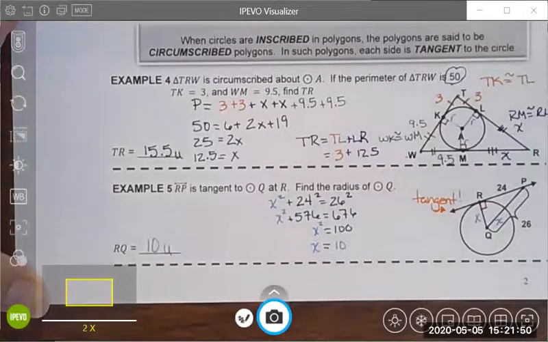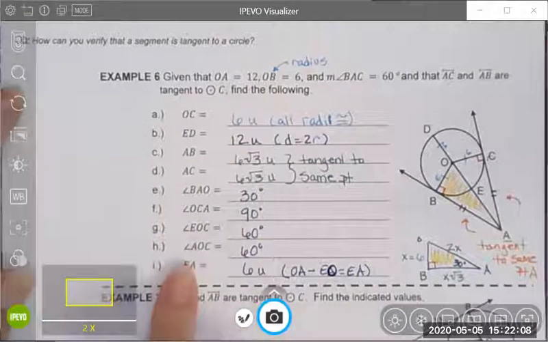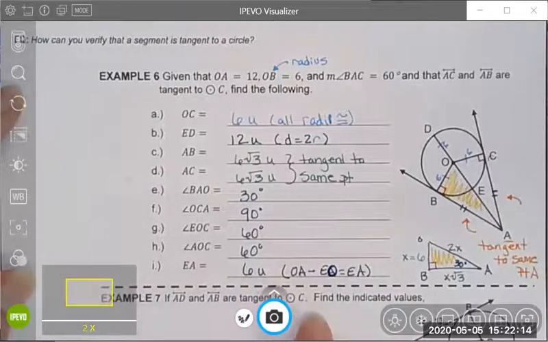Let's see what else we have in store. I think there's more theorems in our future. Okay, there are more theorems, but not for today. I'm not going to walk us all the way through example 6. I went ahead and wrote down a bunch of information in this diagram.